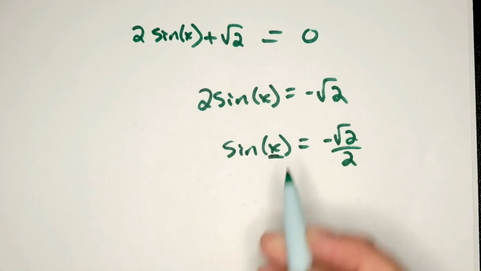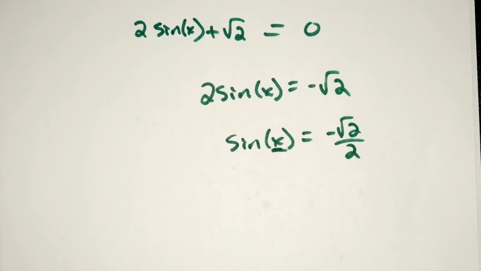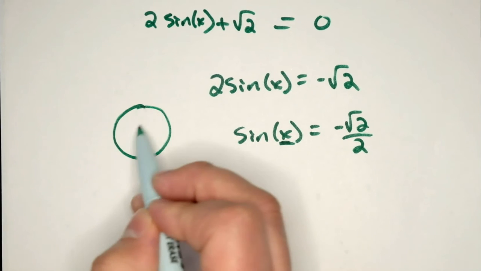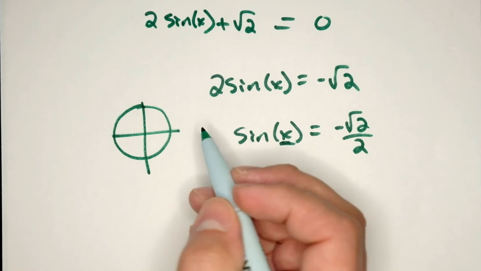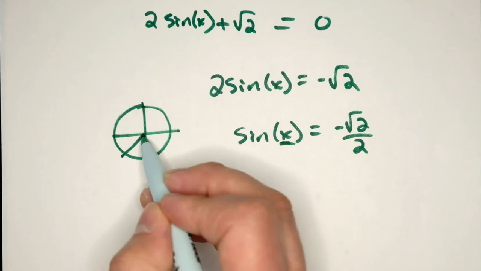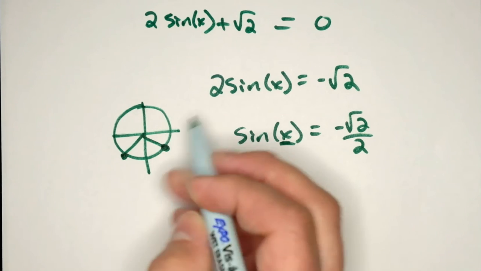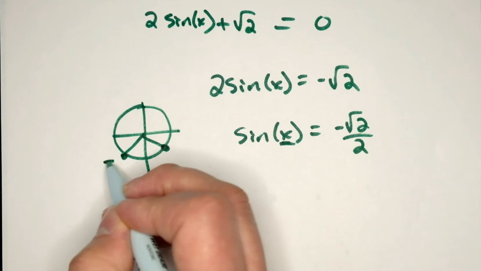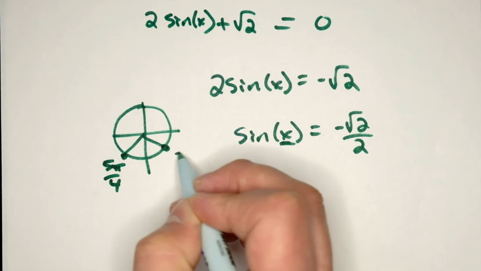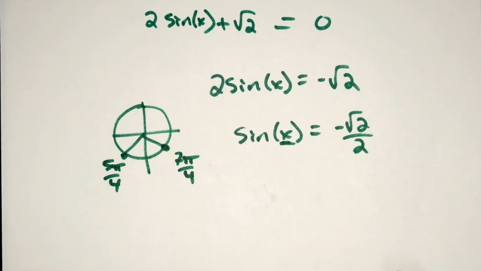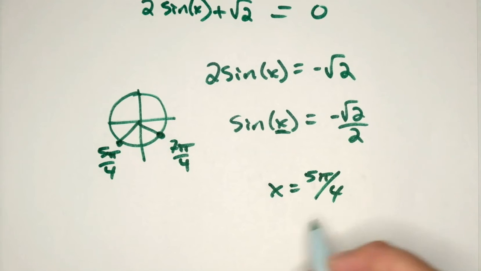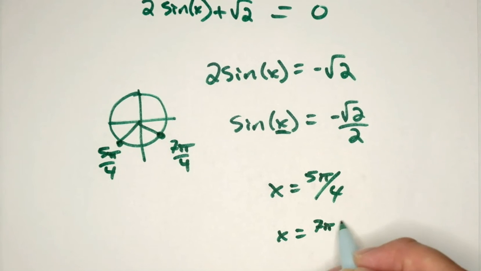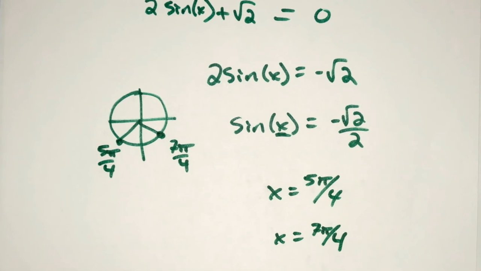And so when is this true between 0 and 2 pi? Once again, if we just sketch out a unit circle, we know that sine is our y value. So when is it equal to negative root 2 over 2? It's going to be in 2 spots, right here at 5 pi over 4, and then again at 7 pi over 4 right here. So x equals 5 pi over 4, and x equals 7 pi over 4. All right, let's continue on.